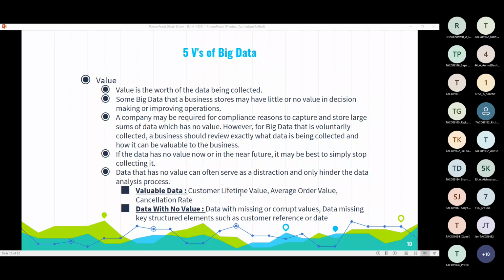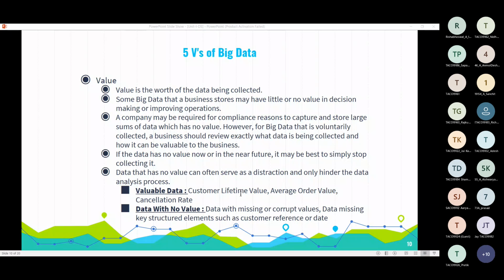The next V of data is value. Now, what does value mean? Value means the worth of the data being collected. Some big data that a business stores may have little or no value in decision making or in improving operations. A company may be required for compliance reasons to capture and store a large sum of data which actually has no value.